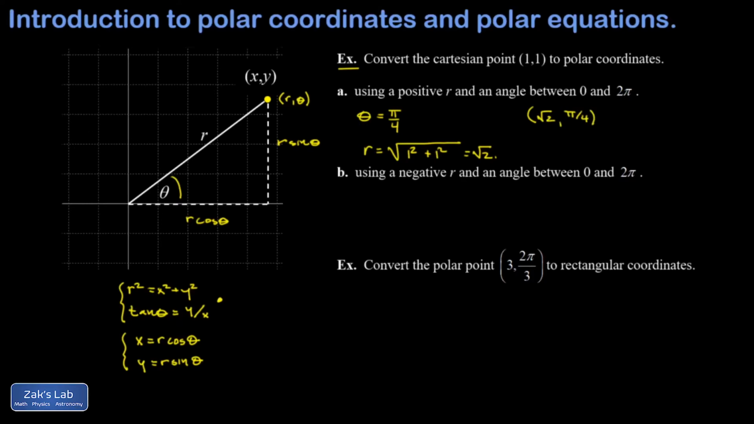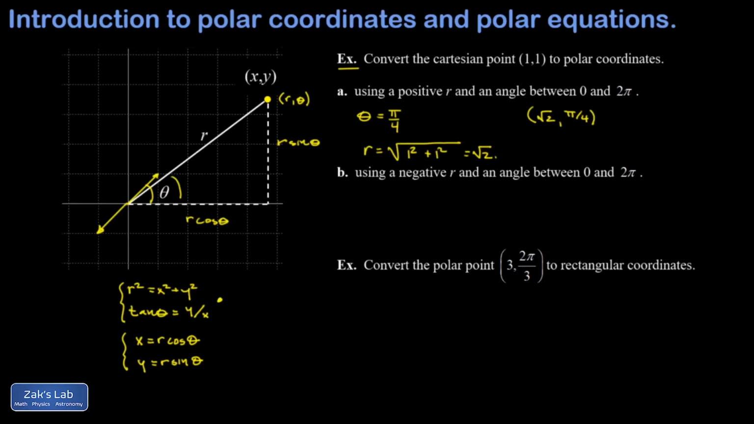Next, I'm asked to use a negative value of r and an angle between 0 and 2 pi. So what I want to do is face the opposite direction of the angle pi over 4. So in our graph real quick, the angle pi over 4 points that way. I want to point opposite to that and then go backwards by a distance of root 2. So what's that angle that faces opposite to pi over 4?